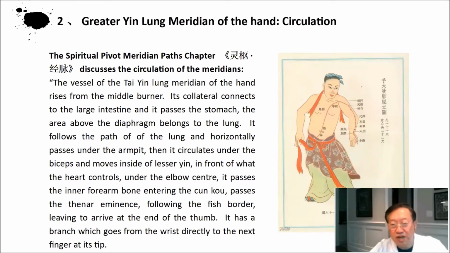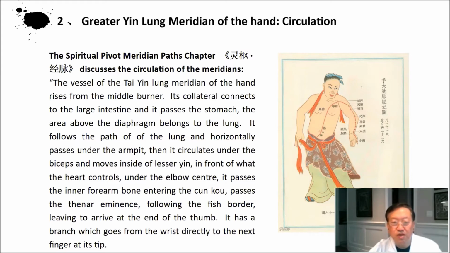2. Greater yin lung meridian of the hand. Circulation. The Spiritual Pivot Meridian Paths chapter discusses the circulation of the meridians. The vessel of the Tai Yin lung meridian of the hand rises from the middle burner. Its collateral connects to the large intestine and it passes the stomach. The area above the diaphragm belongs to the lung.